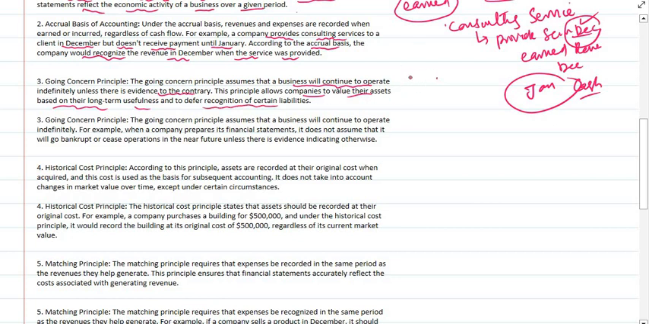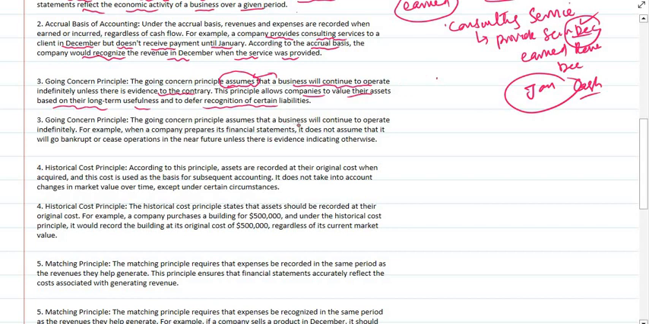According to this principle, you have to assume that the business will continue to operate. It means the assumption that a company will continue to operate for the foreseeable future. So this principle is important for financial statement users to assess a company's ability to meet its obligations and determine its long-term viability. Now let's have an example.